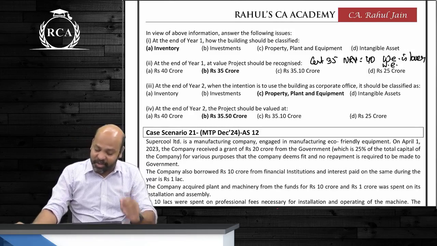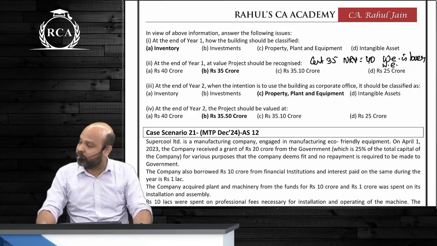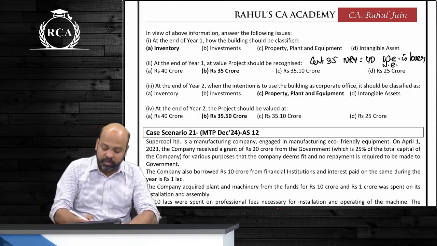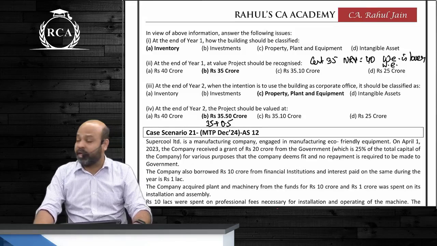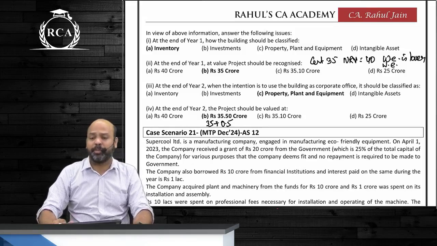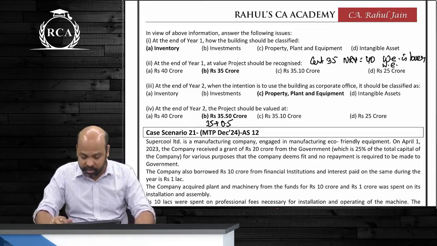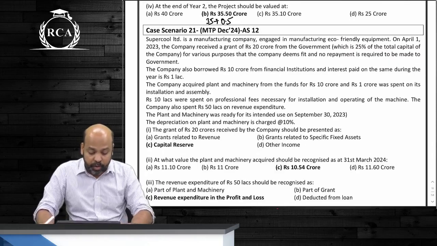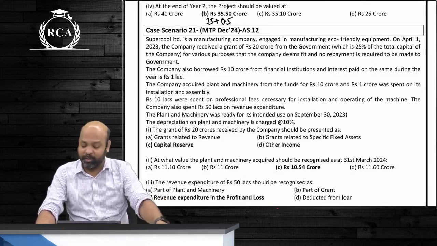At the end of year 2, guys, when the intention is to use the building as corporate office, it should be classified as PPE. What will be the cost of the project? 35 plus additional 0.5. That 50 lakh rupees that we are incurring should be added to the cost of the asset. The question says ignore depreciation, so we are ignoring it. Otherwise, it would have been subject to depreciation. Next.